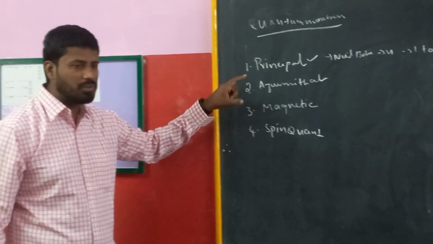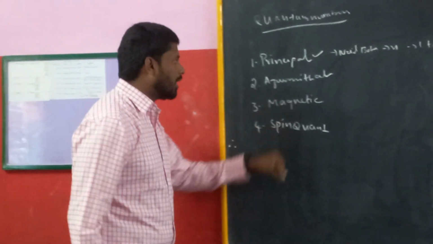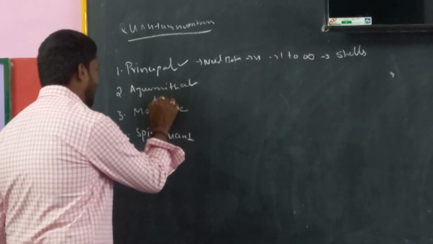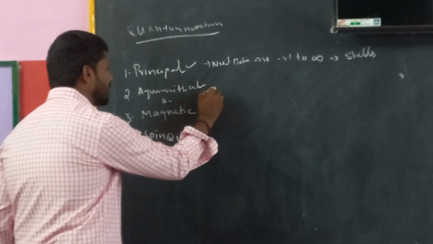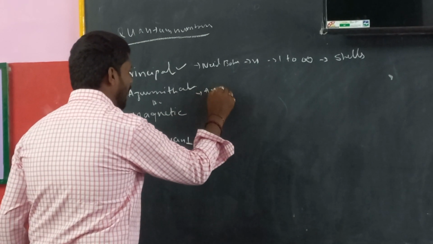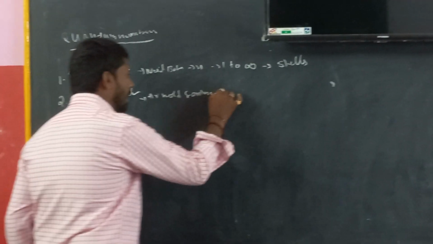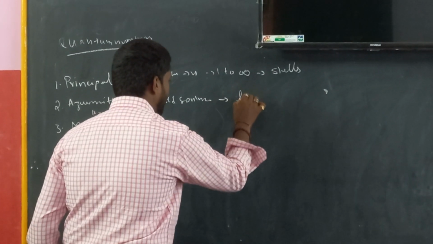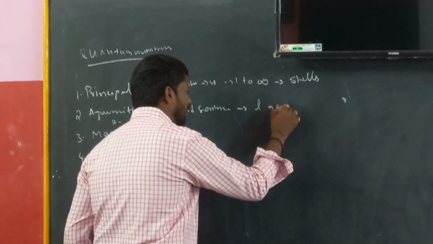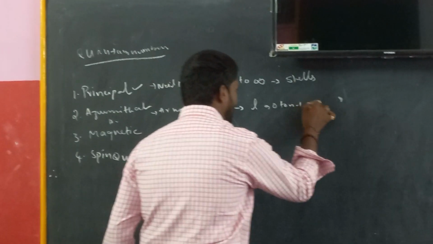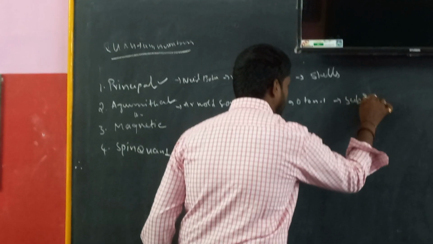Coming to the azimuthal quantum number. The azimuthal quantum number is also known as the angular momentum quantum number. It was invented by Arnold Sommerfeld. It is denoted by l, and the l value starts from 0 to n minus 1. It gives an idea about subshells.